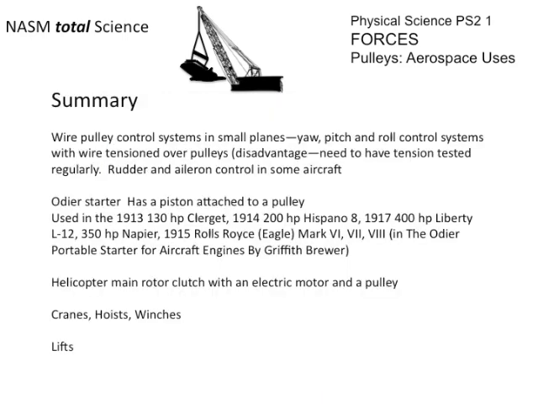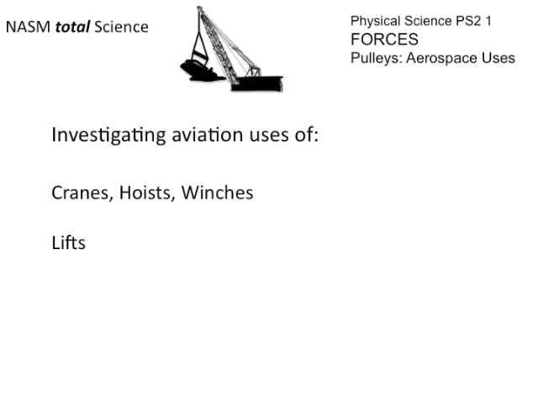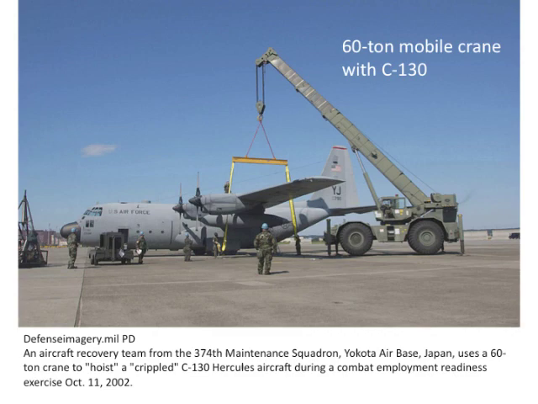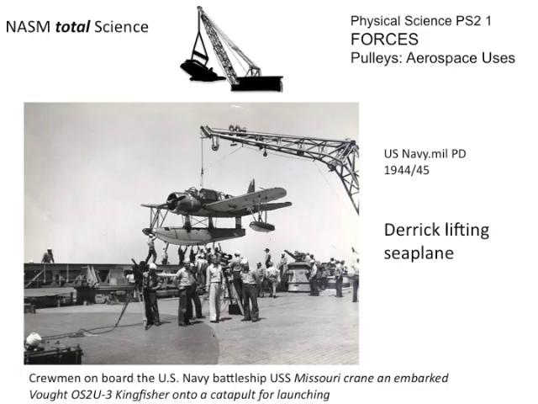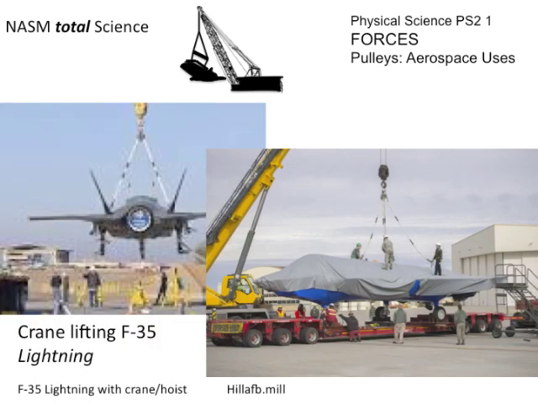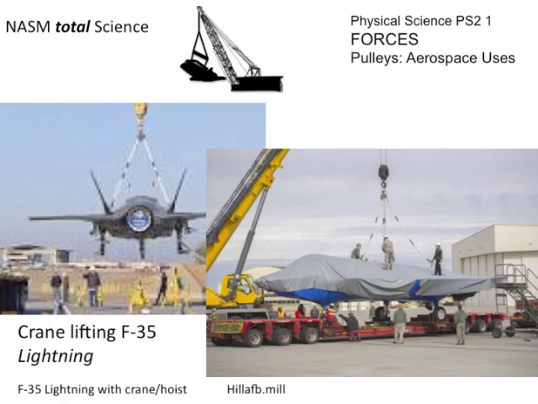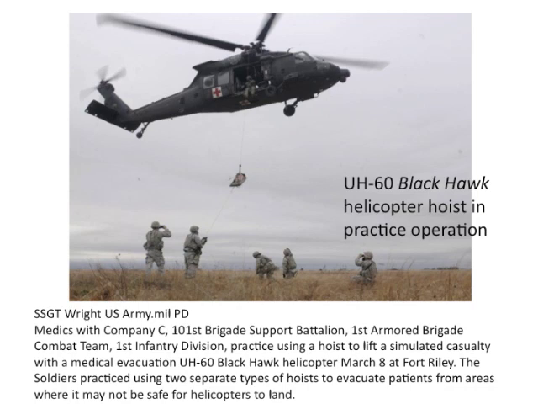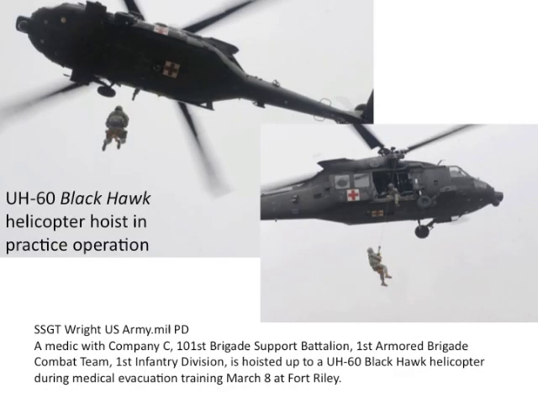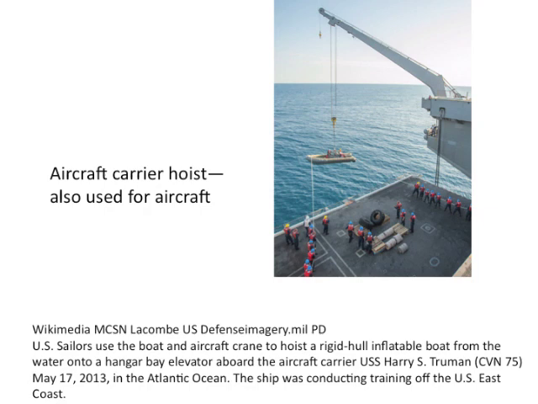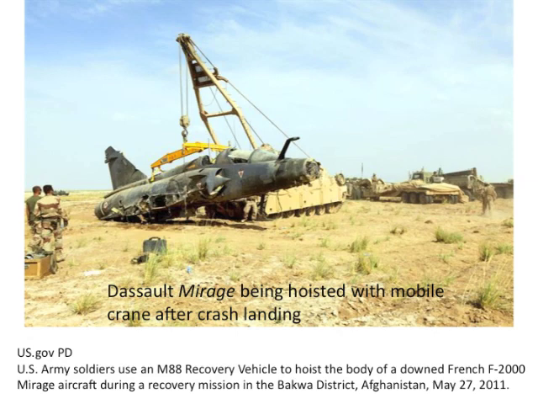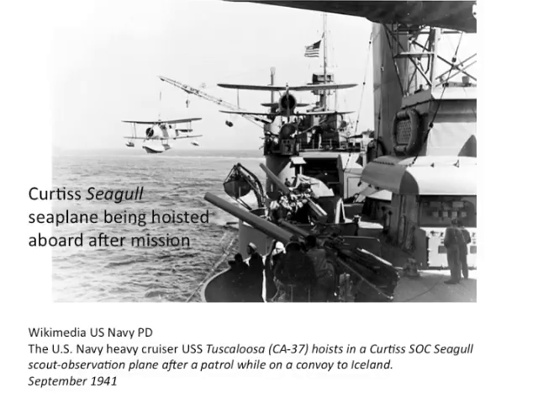And so this is what we've looked at, and we're also going to look at cranes, hoists, winches, and some lifts which involve pulleys, and aviation uses of them. This one is lifting a massive C-130 transport plane, a smaller seaplane here, the F-35 being winched as it's delivered to different places. And here, a training exercise with patient evacuation and winches, and Black Hawk helicopters. A small boat, but you can transport small aircraft like that, to a Mirage jet after a crash landing on a battlefield. Here's a seaplane being winched out of the sea onto a boat's deck.